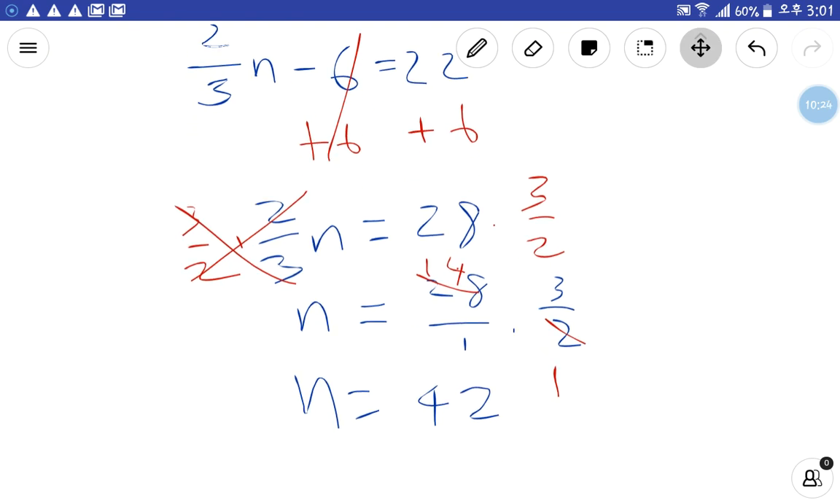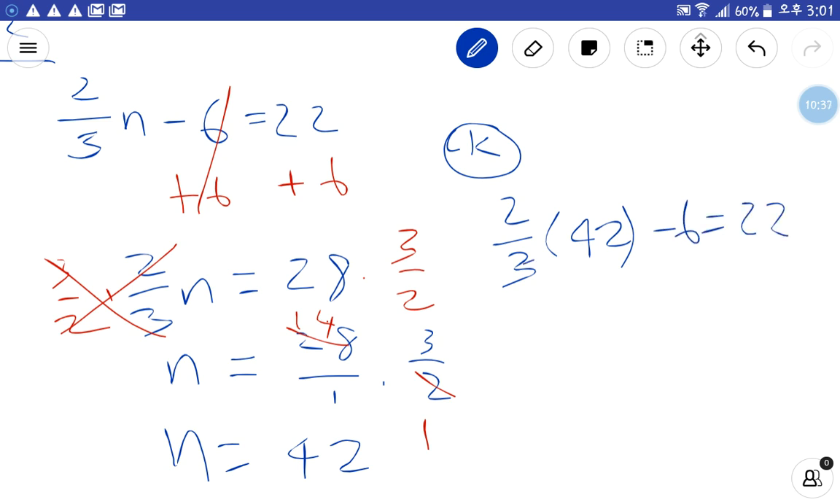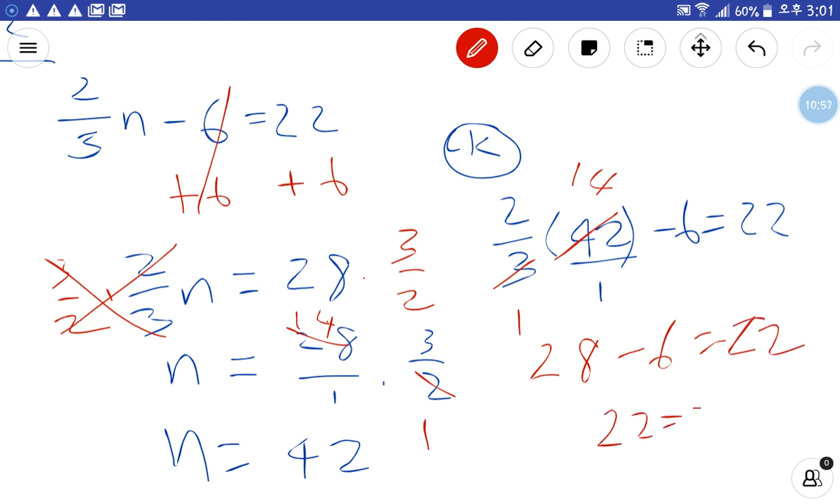Okay, so how can we check it this time? You are going to plug your number into the equation. 2 over 3 times 42 minus 6 should be 22. Alright, 42 can be 42 over 1. So 3 can go into 42 how many times? 1 time and 14 times. 14 times 2 is 28, minus 6. Is it the same as 22? Yes, it is. 22 equals 22. So you can check that your answer 42 is correct.